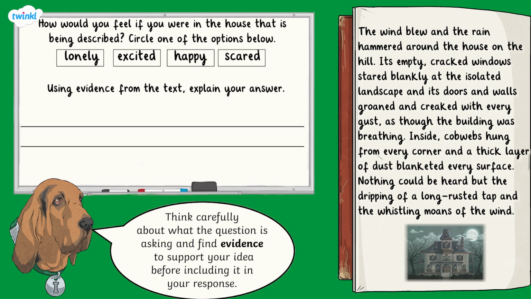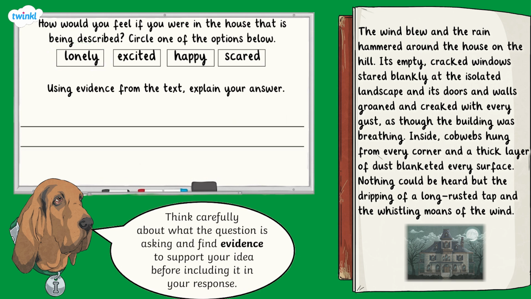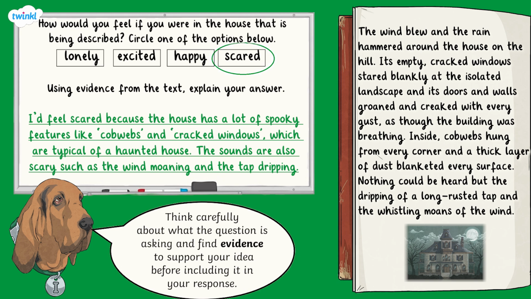The extract suggests that the house would be a lonely place to be, and it has lots of evidence to support this. I'd feel lonely because the text says that the house is in an isolated landscape, which makes me think that there is nothing for miles around. The text also says that there are no sounds apart from dripping and whistling moans, which would make me feel totally alone. However, the text also suggests that it might be a scary place to be. I'd feel scared because the house has a lot of spooky features, like cobwebs and cracked windows, which are typical of a haunted house. The sounds are also scary, such as the wind moaning and the tap dripping. You can get marks for any answer here as long as you have backed up your thoughts with evidence from the text. Well done if you spotted clues and wrote something similar.